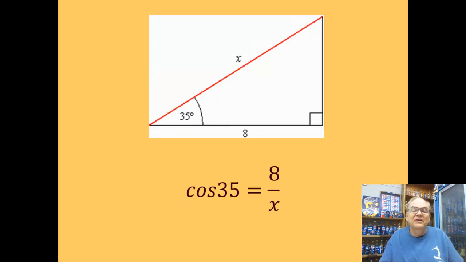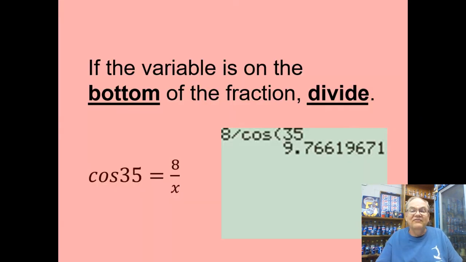So another thing that can happen is a problem like this one, cosine 35 equals 8 over x. Here, the variable is on the bottom of the fraction. And what's going to happen to solve this is we're going to divide. And in particular, what I want to do is take 8 divided by the cosine of 35. And my answer is, I would round it to 9.8. I do have to divide in that order. If you try and do it backwards, you're going to get some silly little decimal that really doesn't make sense. Here, though, 8 divided by the cosine of 35 is 9.8.